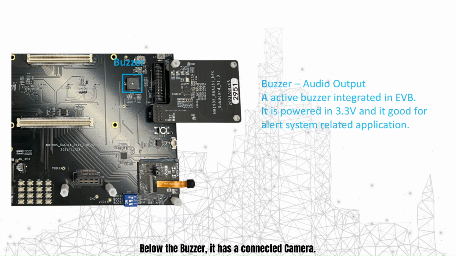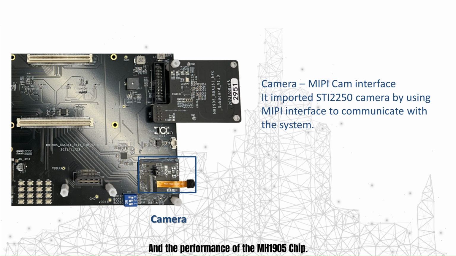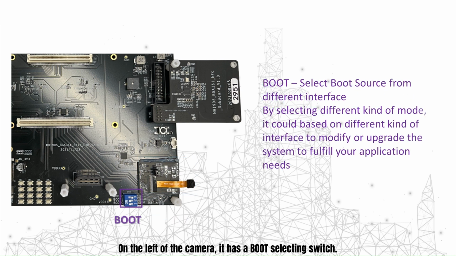Below the buzzer, it has a connected camera. This is an SD12250 camera using the MIPI interface to communicate with the system. The system has included a barcode reader demo that could show the camera's ability and the performance of the MH1905 chip. On the left of the camera, it has a boot selecting switch.